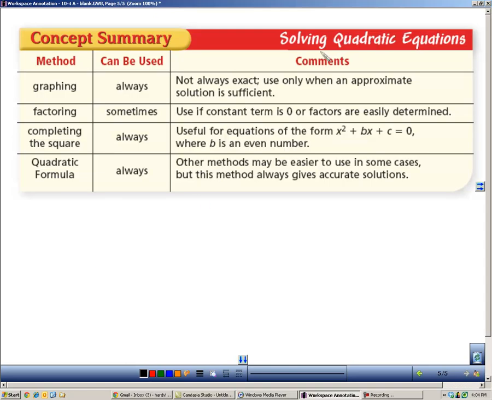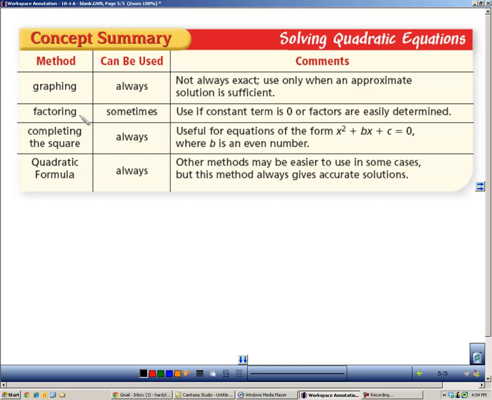Here we have a summary of solving quadratic equations. This really gives the different methods that we've learned, when you could use them, and when might be the best time to use a certain method. Graphing is something that you could always use. It's not exact. I would only graph to estimate solutions. You're probably going to want to leave graphing alone and not use it unless I ask you to.